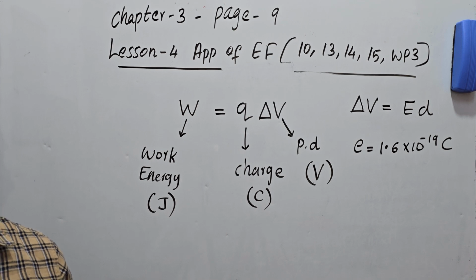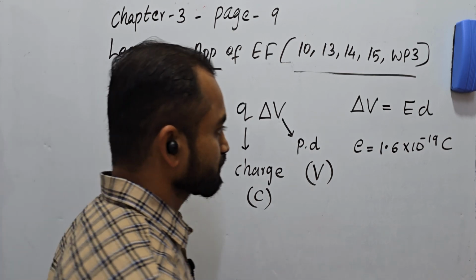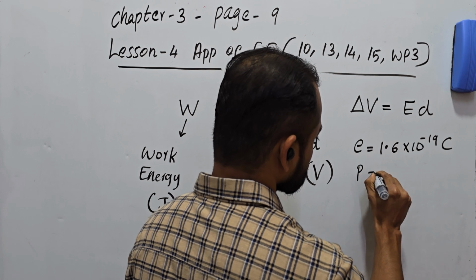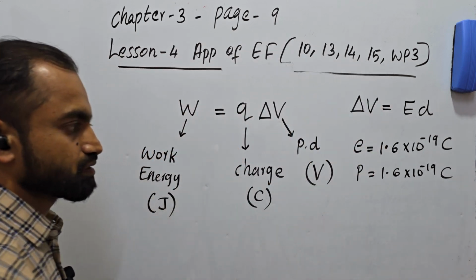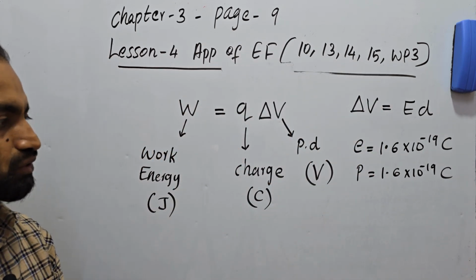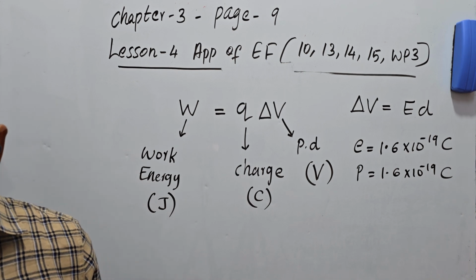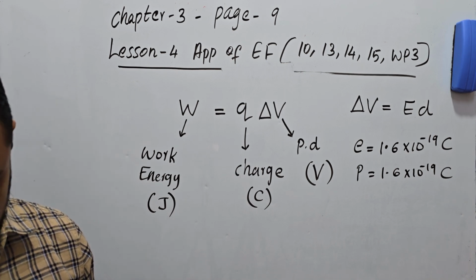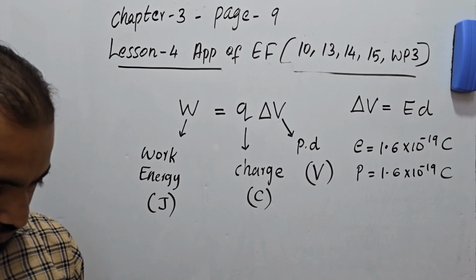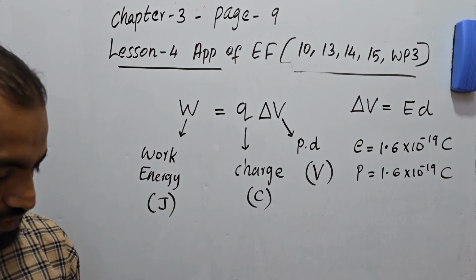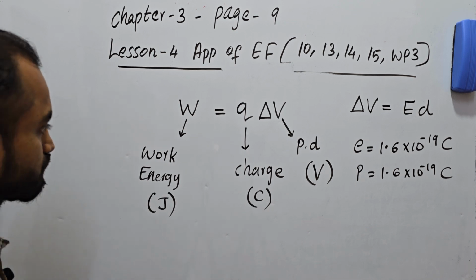51, okay, yes. Then Q, same thing, okay, for electron and proton, same charge. What is charge of proton? Charge of proton is 1.6 into 10 to the power minus 19 coulomb, same charge. Okay, yes, correct. Electron is negative, proton is positive, but when you are calculating the work done, no need to use that. No, work has no direction, work is scalar. Yes.